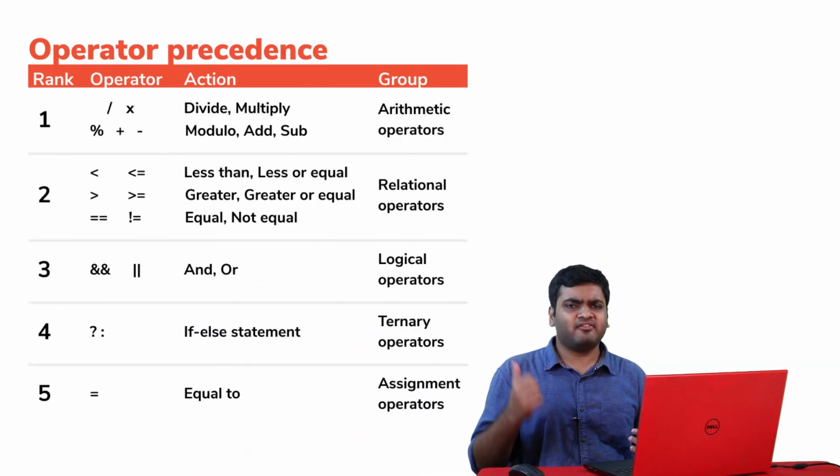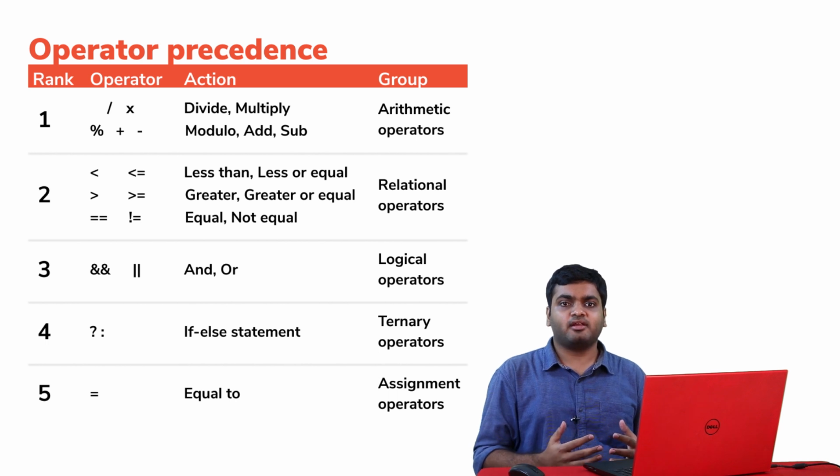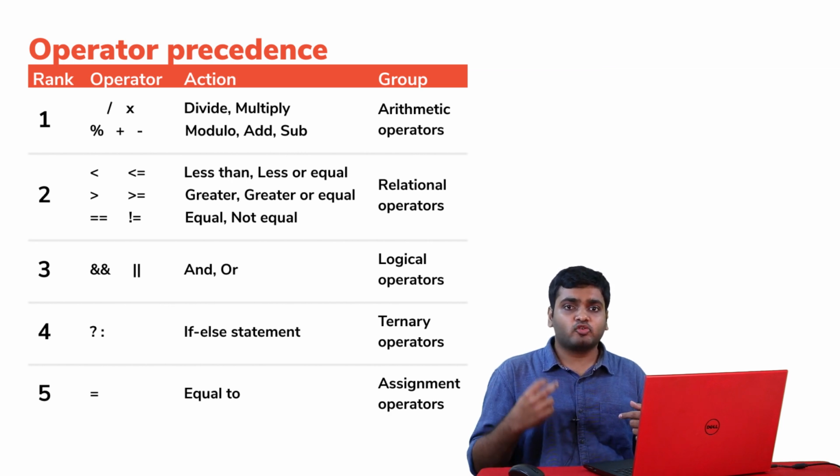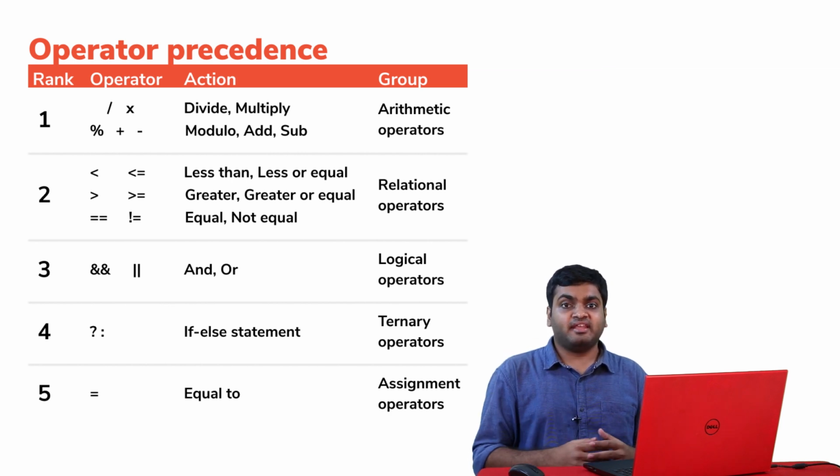Recall that in the previous episodes, we learned and used the arithmetic operators. They were plus, minus, multiply, divide, and modulo. We also used the equal to operator, which belongs to the group of assignment operators. Now we have to learn about two new groups of operators. These are the relational operators and logical operators. Let's begin with understanding the relational operators.